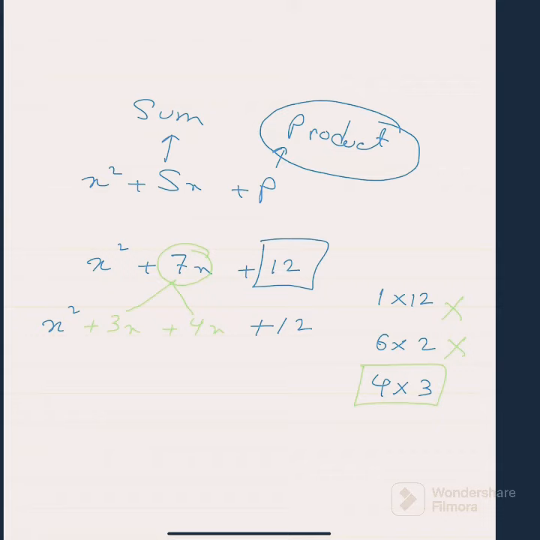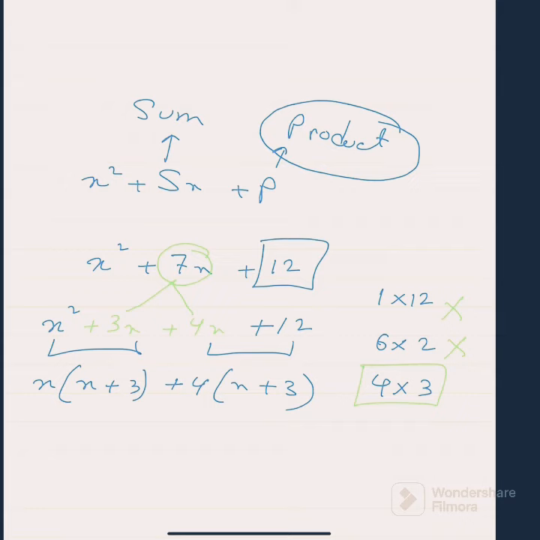After that, take common from the first two and take common from the last two. What can be taken common from the first two? X. So, we will be having x plus 3. What can be taken common from the last two? A positive 4. So we should be having x plus 3 as well.